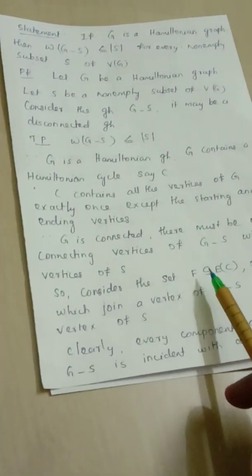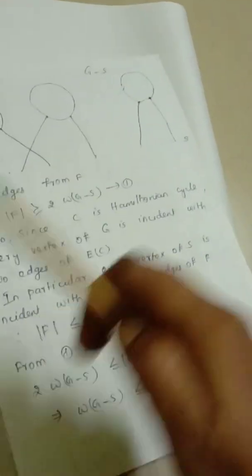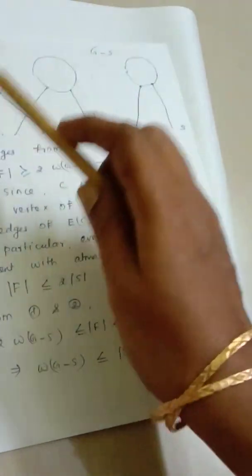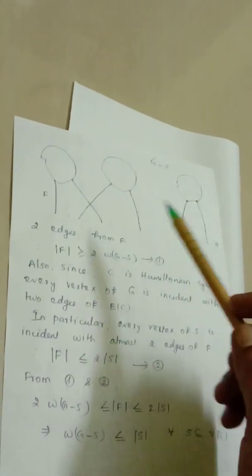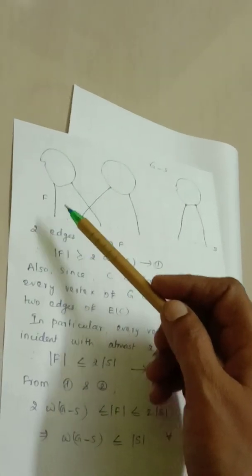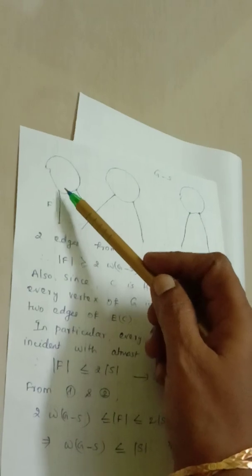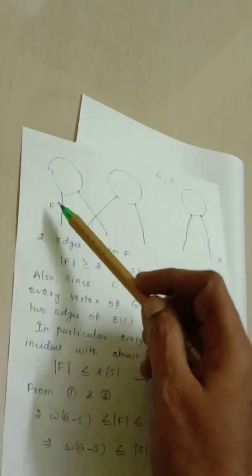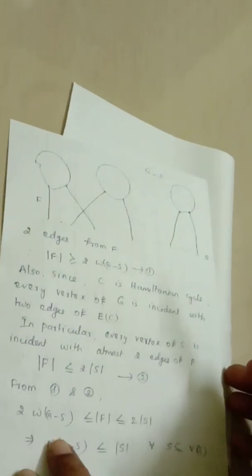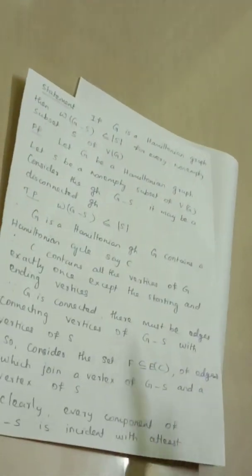What is the speciality of this F? This F joins a vertex of G − S and a vertex of S. For example, suppose the components of G − S are denoted in this part and the vertices of S are noted in this section. Then a vertex of S is joined to a vertex of G − S through one edge, namely an edge of F. So likewise, we are considering that set F.